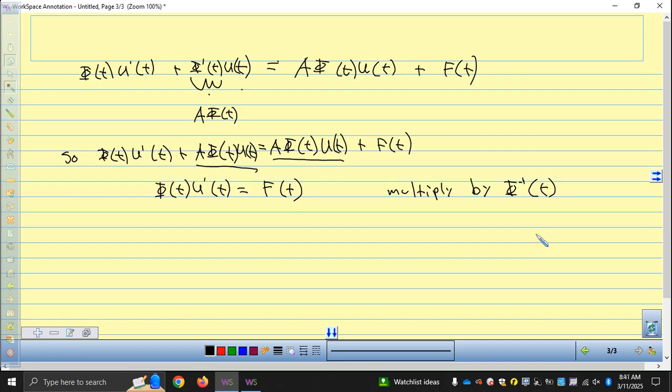That's kind of the analog of division in the world of matrices. We multiply by the inverse. We get u prime of t equals phi inverse of t times f of t. And I need to multiply here on the left, because I'm multiplying on the left-hand side, phi inverse times phi gives us the identity matrix.